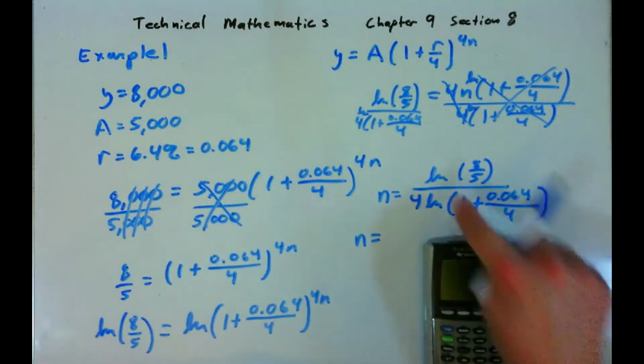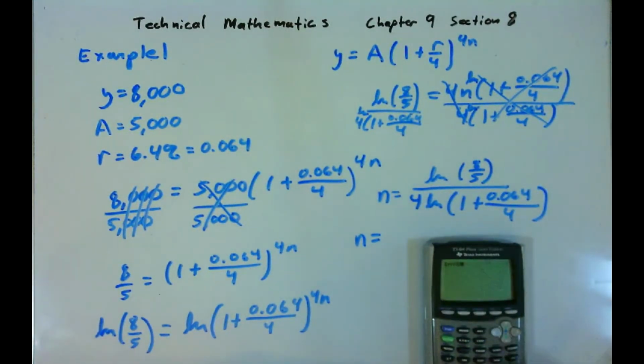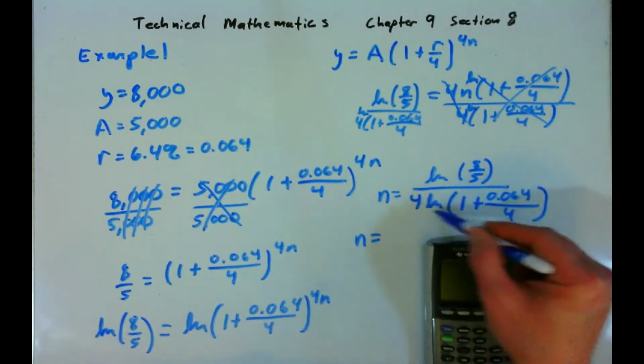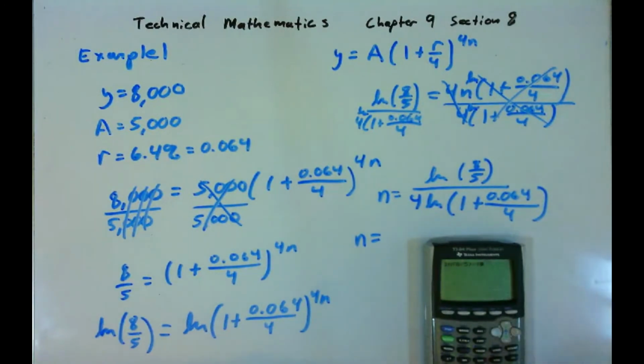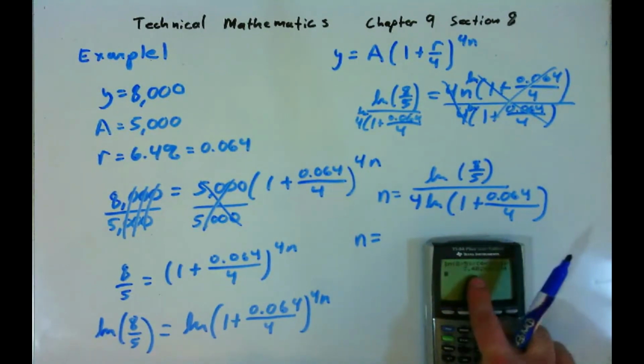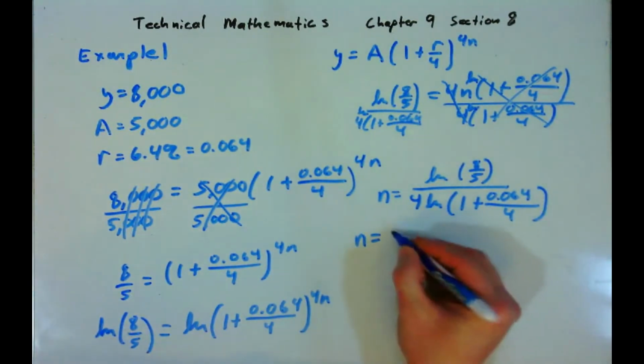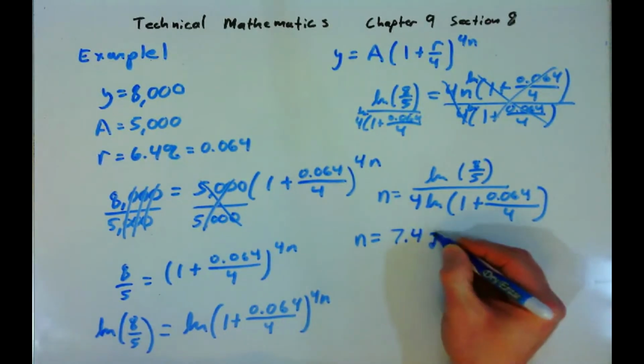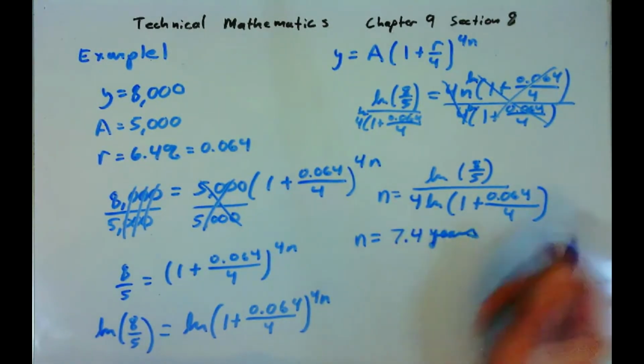And so we have in the numerator the natural log of 8/5, and that is being divided by all of this, so I want to make sure I put all of this in parentheses: open parentheses, 4 times the natural log, and I get open parentheses with natural log automatically, 1 plus 0.064 divided by 4, close parentheses, equals. And n, we get 7.4. And that's going to be the number of years, 7.4 years.